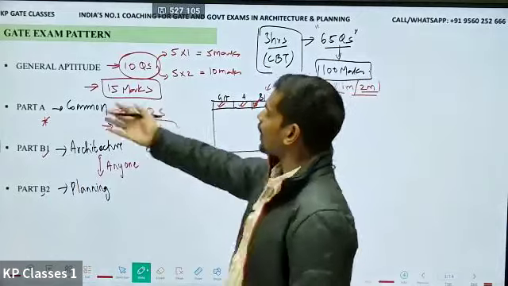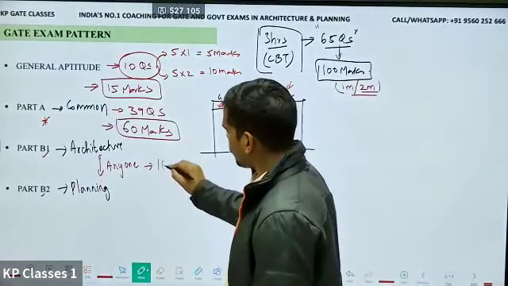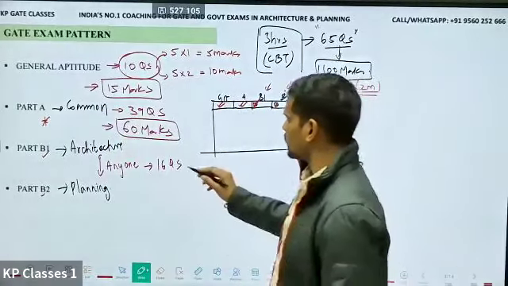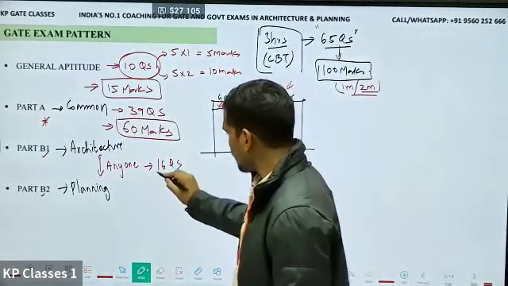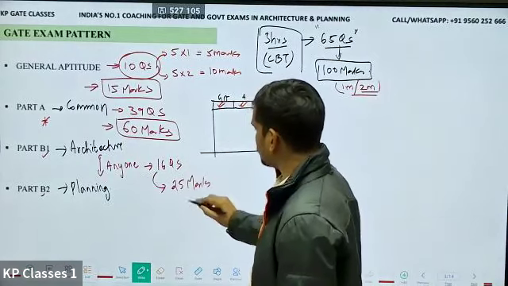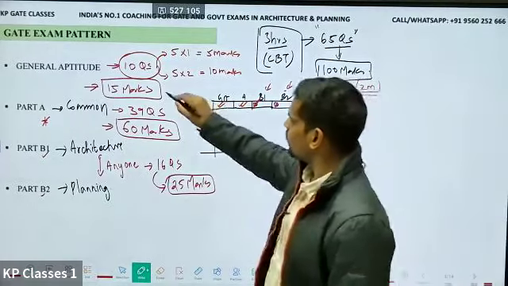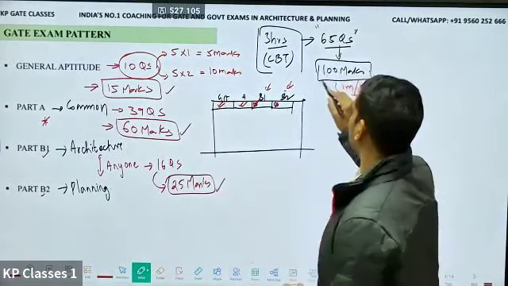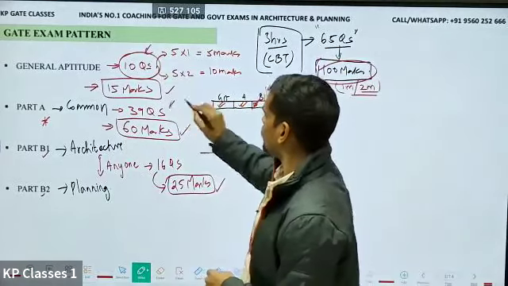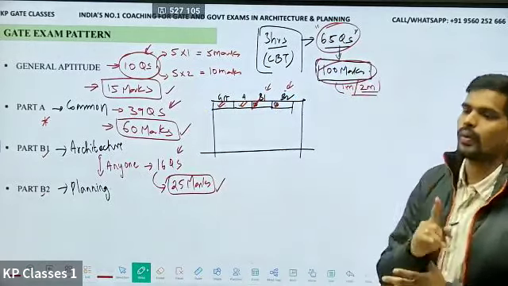But be it architecture or planning, whichever part you select, the total number of questions will be 16. In architecture there will be 16 questions, planning also 16 questions, and these 16 questions will have a total weightage of 25 marks, and that's fixed. So you can see the total is 15 plus 60 plus 25, which is 100 marks. Number of questions: 10 here, 39 here, and 16 here. Total will be 65 questions. You have to attempt 65.